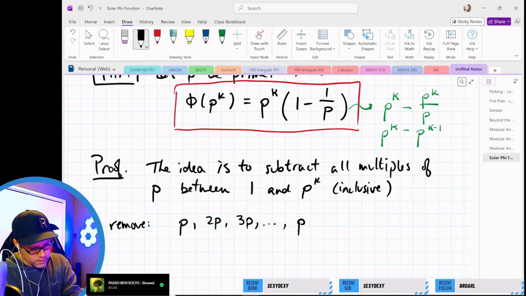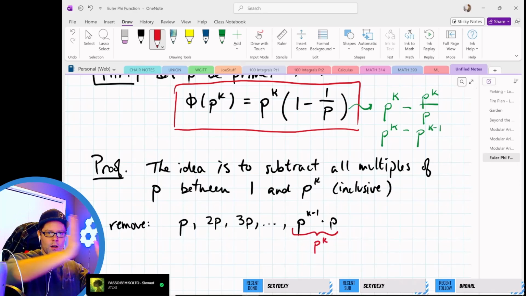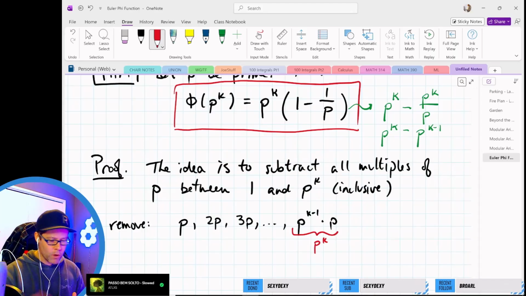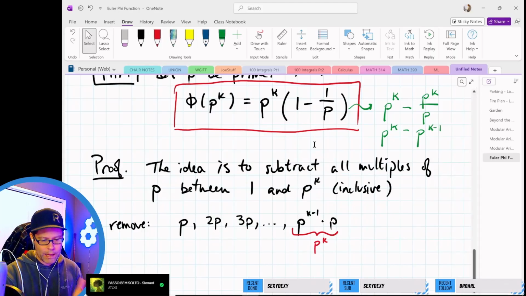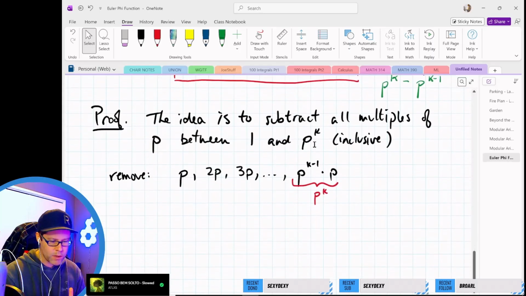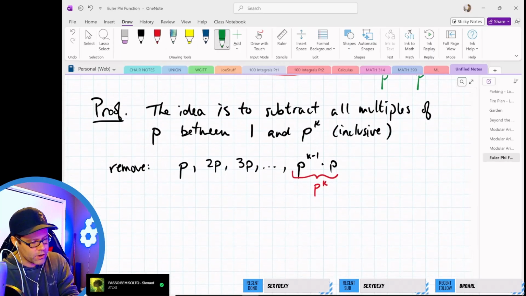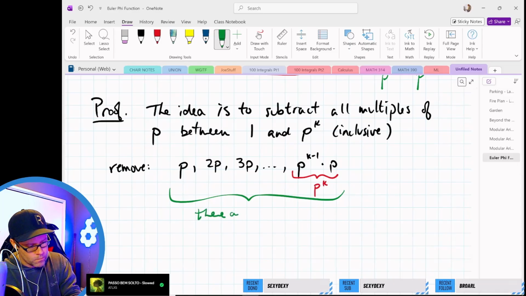So p to the k minus 1 times p. Remember that this number here is actually p to the k, right? So we need to remove all of these multiples. How many multiples are there? There's actually p to the k minus 1 multiples that we need to subtract. So that's the other key thing here. How many of these are there? There are p to the k minus 1 multiples we need to remove.